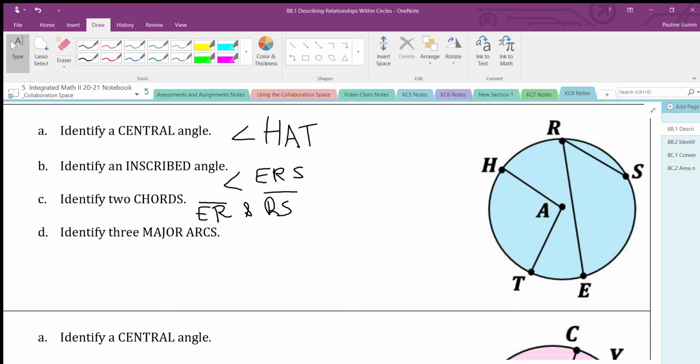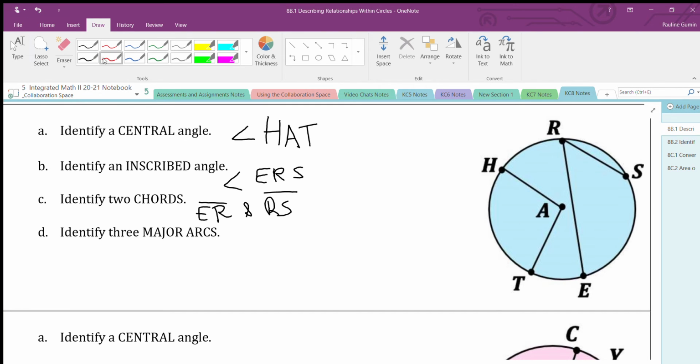All right. Letter D asks us to identify three major arcs. Now, major arcs are arcs that are greater than 180 degrees, so more than half a circle. A reminder that an arc is a measurement of the outside of the circle, so the circumference. So one major arc that I see is ETR. It's bigger than half the circle.